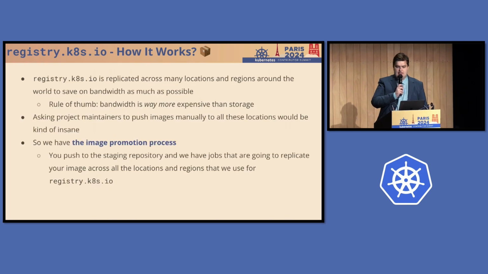How that all works is that registry.k8s.io is replicated across many locations and regions to save on bandwidth as much as possible, because it's super expensive. It turns out that storage is not that expensive. And we don't really want to ask maintainers to push to all locations that we have registry.k8s.io on. So we have the image promotion process.